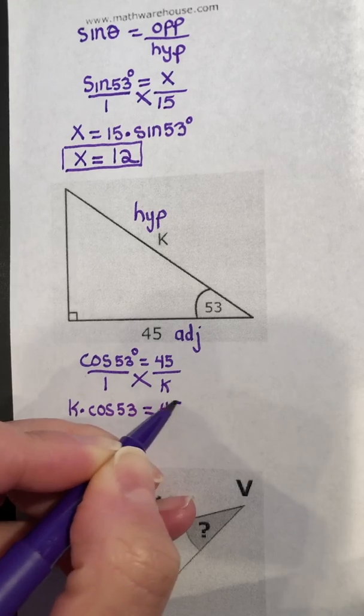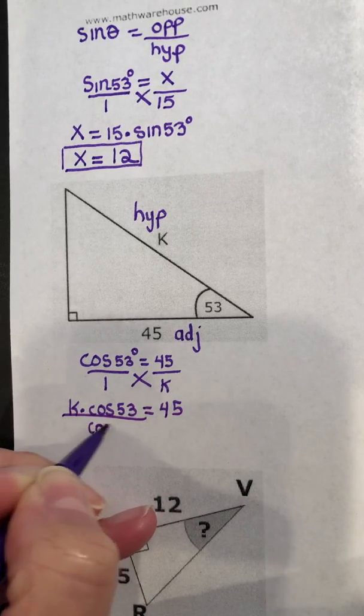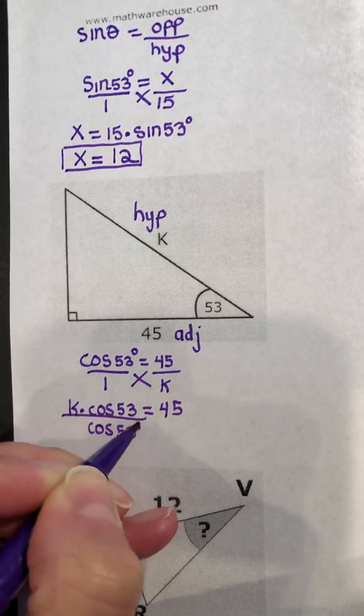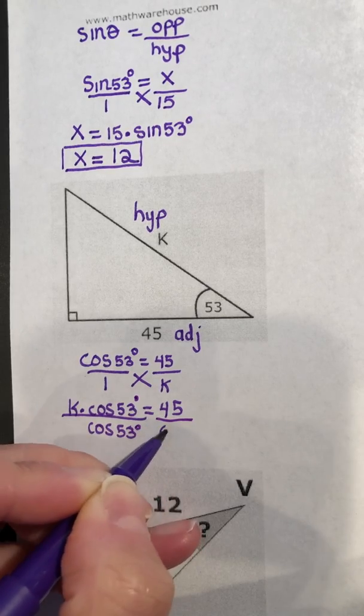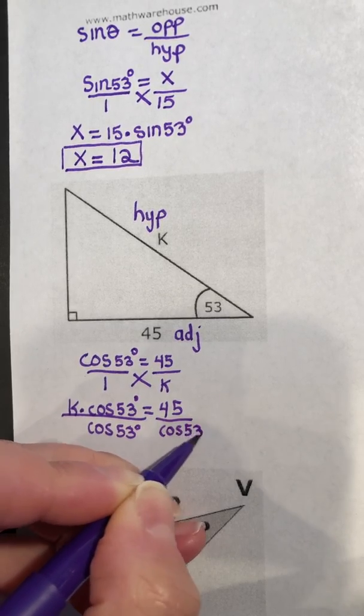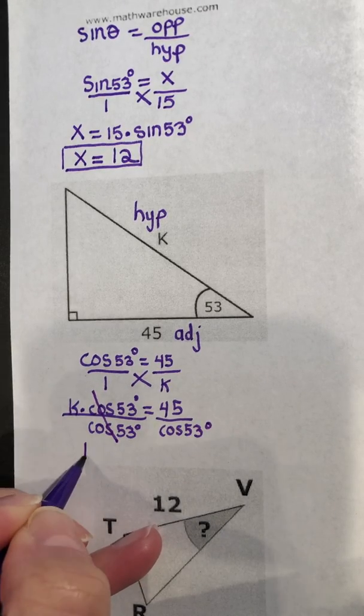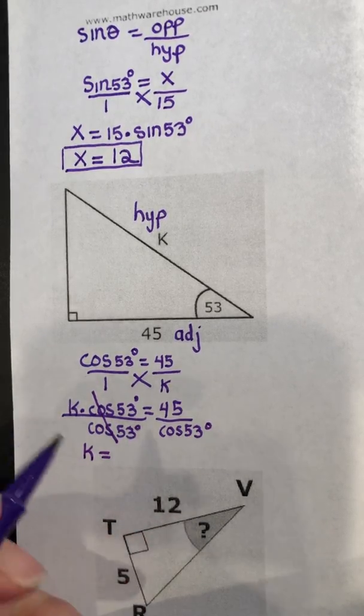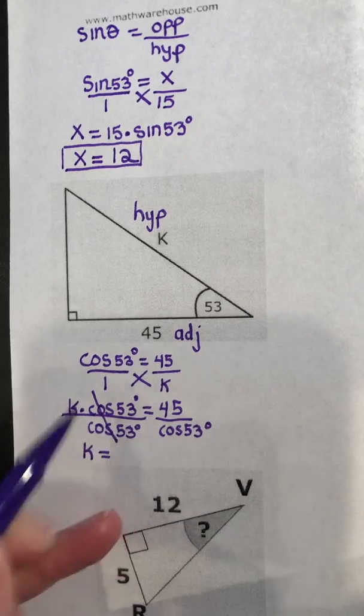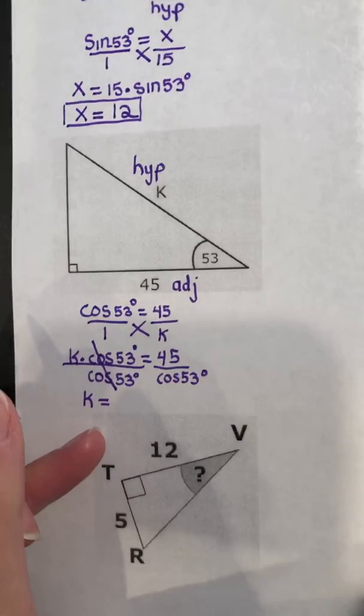Okay, now I'm going to divide by the cosine of 53. And you want to make sure your calculator is in degree mode. If you're getting weird answers, you might want to double check that. It should be in degree mode. That's usually the default. But if for some reason you can't get what I'm getting and you think you're typing everything in right, check that the mode says degree.